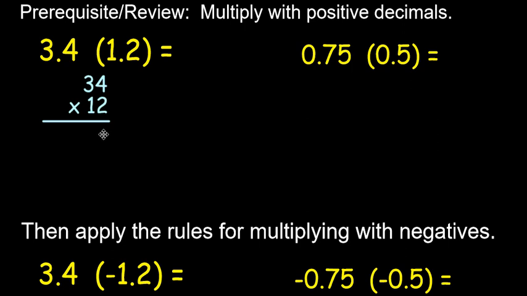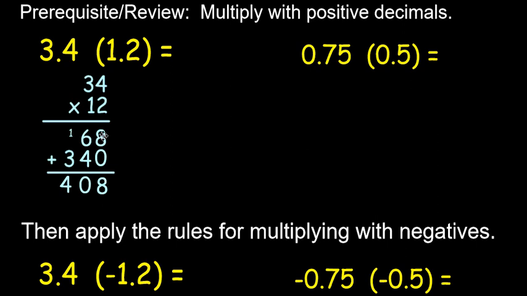2 times 4 is 8. 2 times 3 is 6. I'm going to bring the 0 down since the 1 is in the tens place. 1 times 4 is 4, and 1 times 3 is 3. Then we add our partial products together. 8 plus 0 is 8. 6 plus 4 is 10. Put down the 0, and I'm going to carry my 1. 1 plus 3 is 4.